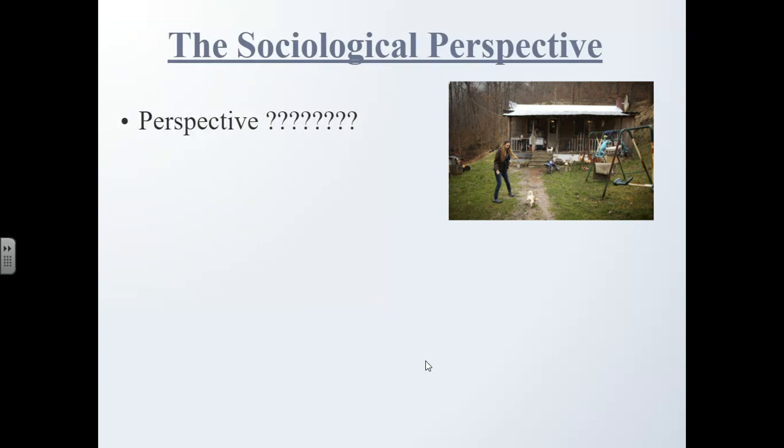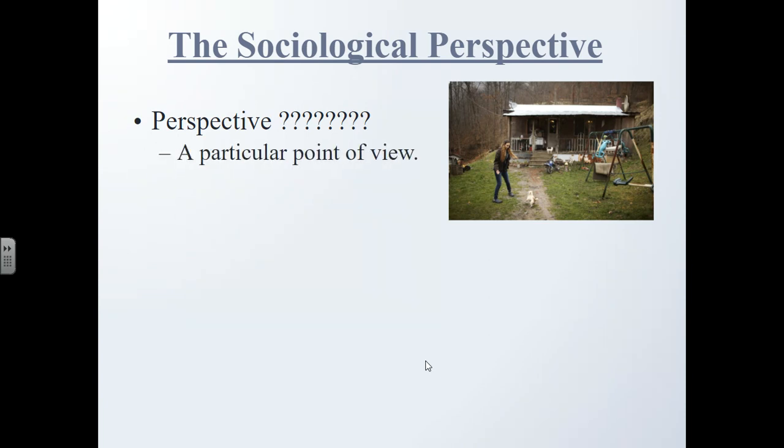So the first thing we want to look at is sociological perspective. First off, what is a perspective? Do you guys have a perspective on, let's say, race in America? You absolutely do. Why? Because you have some point of view. They're not the same. Your perspective is most likely going to be different than somebody else's.